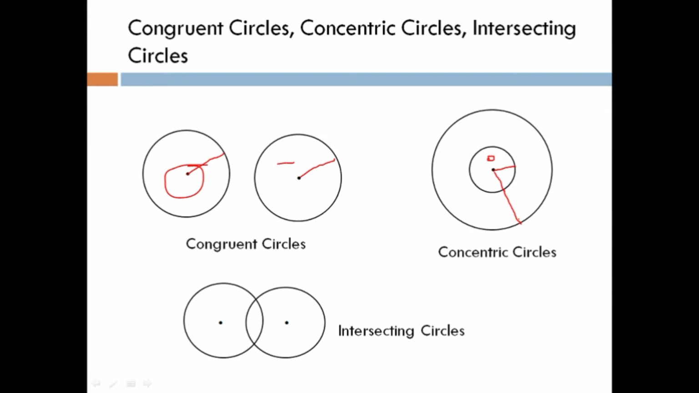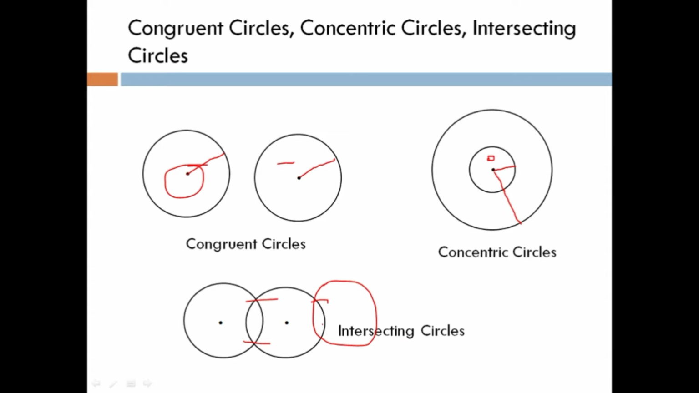Okay, so next is the intersecting circles. In intersecting circles, we have 2 circles, and if these 2 circles intersect, they will meet in 2 points, that is this and this. See, if we just draw another circle here, it will again meet in 2 points. So whenever 2 circles meet, they will meet in 2 points.